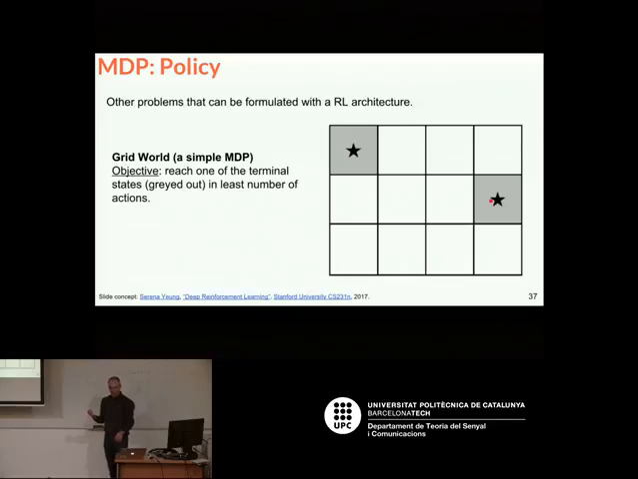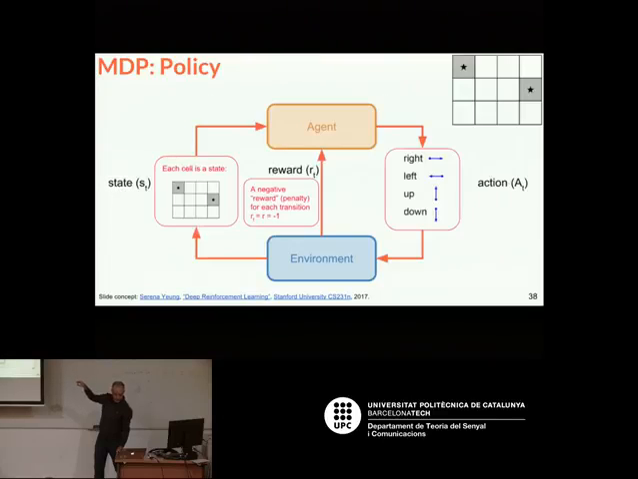If you want to solve the problem, just notice that each of the cells in the grid is a state. That's what the environment describes. And then the agent can take different actions. It can move right, left, up, or down. So the agent is in some state, or is observing some state, and then it will take some action to solve the task, which in this case is to go to a terminal node.